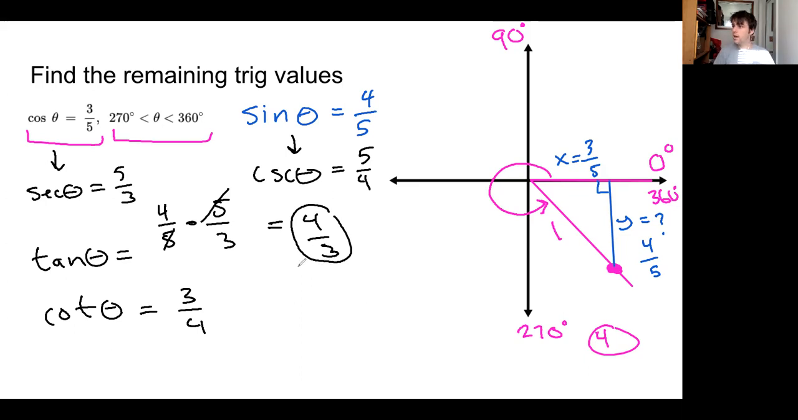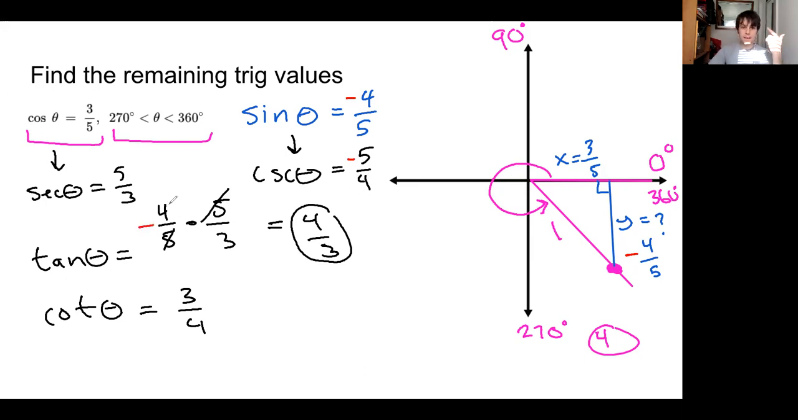As I go through this whole process, I realize I have actually made one mistake in this whole deal. It's working with my negatives. Because we're in quadrant 4 here, the y coordinate would be negative. So this is a negative value. That means that cosecant is also going to be negative, because when I flip that, that'll be negative.